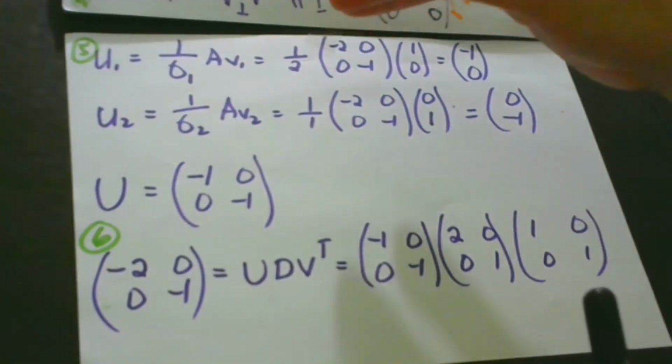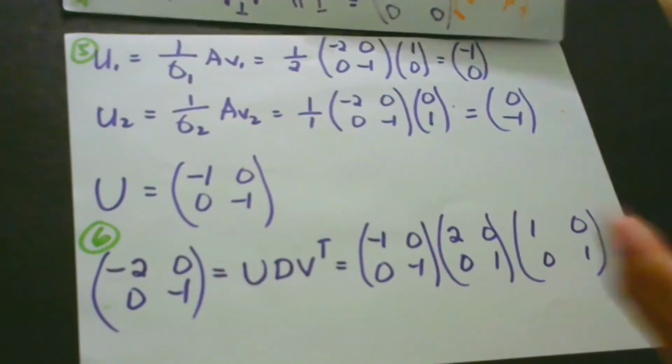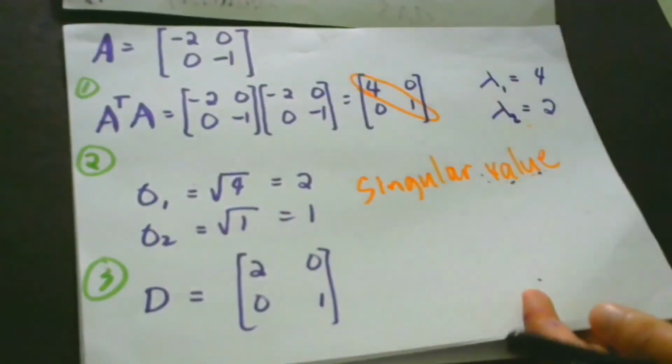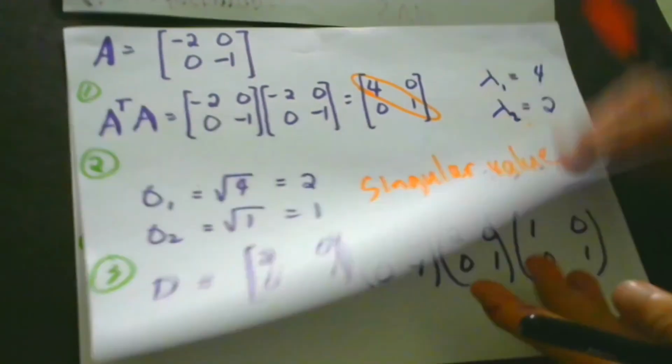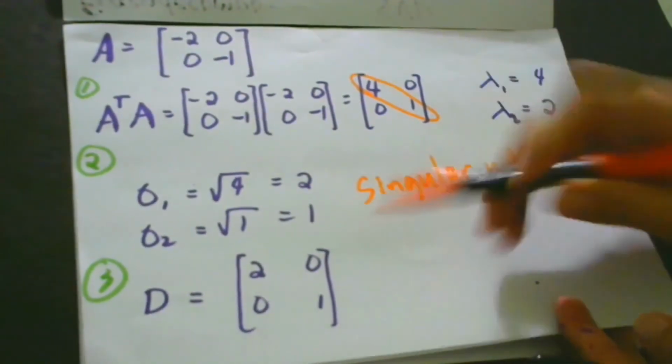Okay, so how are we going to find each one? Remember that we have two singular values. So let's first go back. Our singular values are 2 and 1. So our step number 5 is really based on the values 2 and 1.